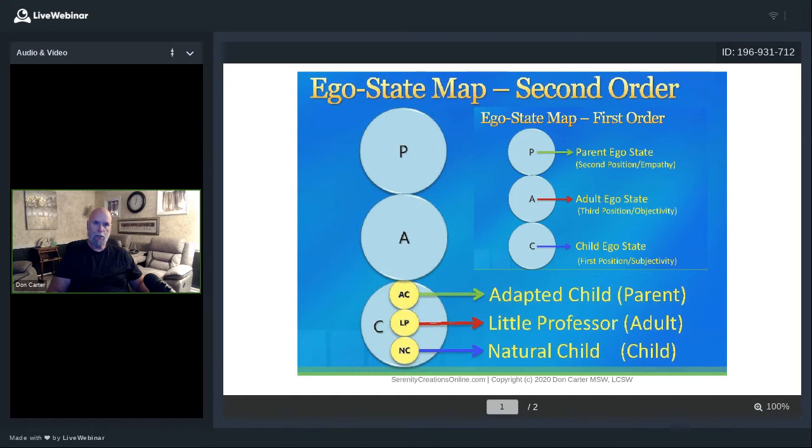Now this one is the second order ego state map. And there's a parent, adult, child here, but there's also a parent, adult, and a child in the child. You've seen a little girl pushing a buggy and pretending to play mommy at 4 or 5 years old, maybe, and that's because their little parent ego state is forming, and it's forming by taking in the lessons modeled by mom and dad. So that becomes the adapted child ego state, or the parent in the child. This one here is the adult in the child, this little professor. That's the computer without very much programming.